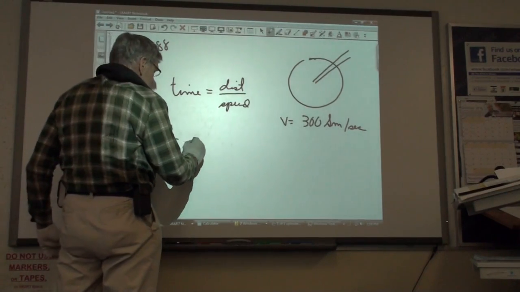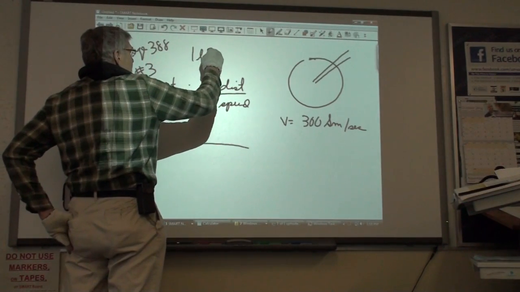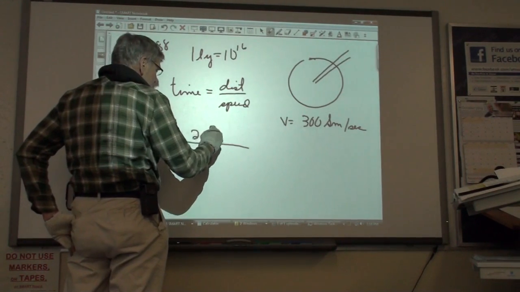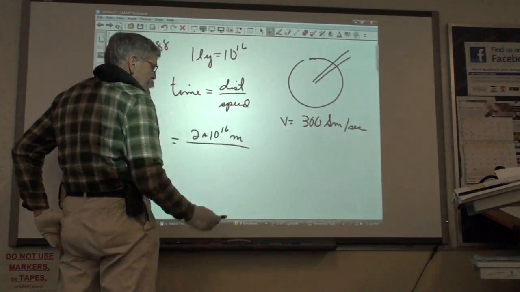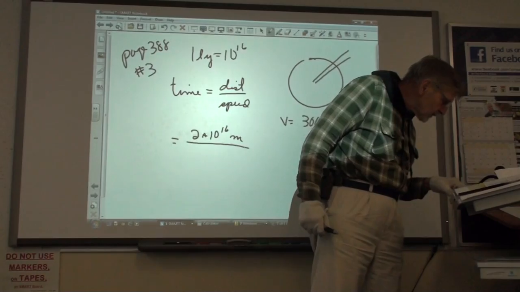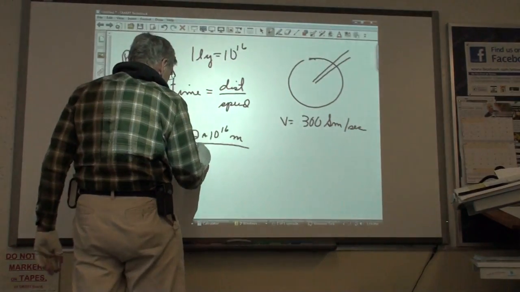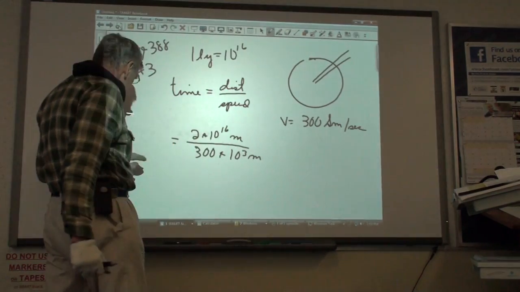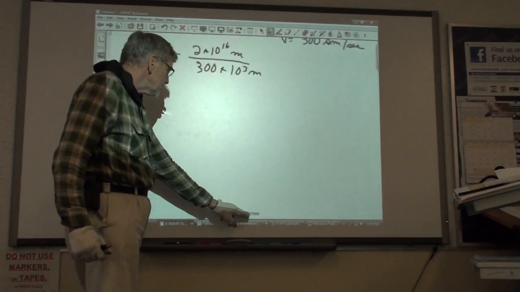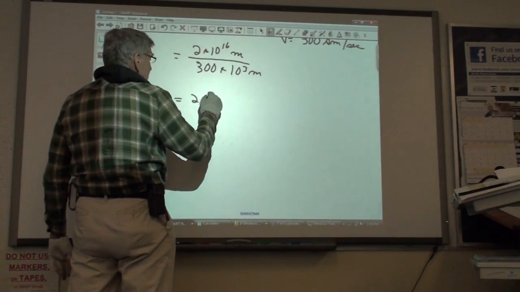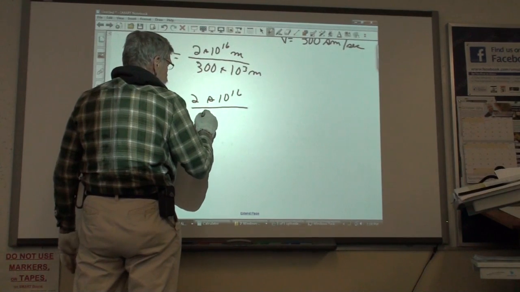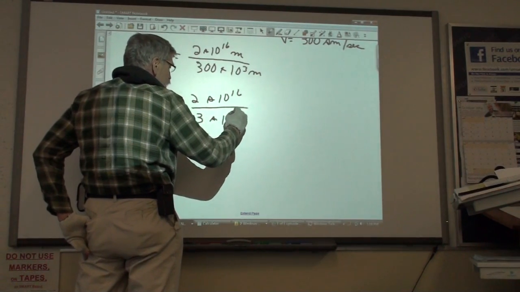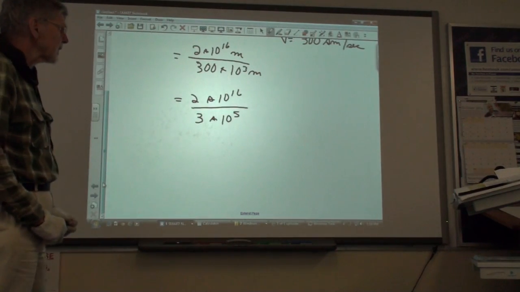So in this problem, the distance is 2 light years. So 1 light year, as we saw in the previous problem, is 10 to the 16th meters. So this is 2 times 10 to the 16th meters, and the velocity in question is 300 kilometers. So it's 300 times 10 to the 3 meters. So now these are over each other. So if we change that denominator just a little bit, we get 2 times 10 to the 16th, and this can be written as 3 times 10 to the 5th. Instead of 300 times 10 cubed, it's 3 times 10 to the 5th.